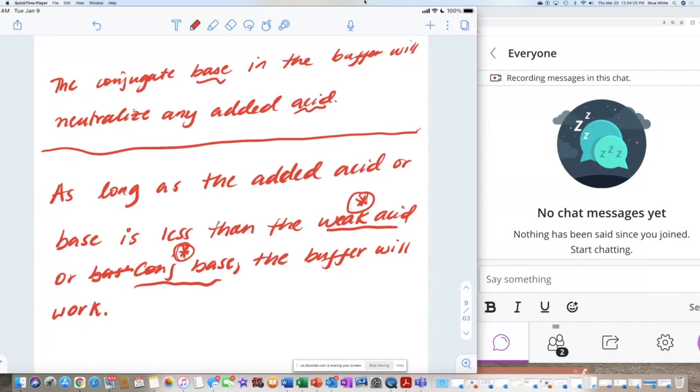I said, yeah, you can kill the buffer by adding so much acid or so much base that you use up all of the weak acid available or all of the conjugate base available. The equilibrium tries to replenish it, but then in the end, you just kill the equilibrium. If you kill the equilibrium, you kill the buffer and the buffer stops working. And if it was a life sustaining buffer, you just kill the individual, right?